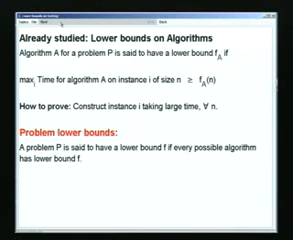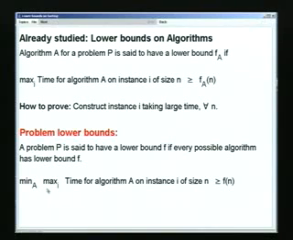Next, we'll look at problem lower bounds. A problem P is said to have a lower bound f if every possible algorithm has lower bound f. So this statement has to apply, but it has to apply for all possible algorithms for this problem P.